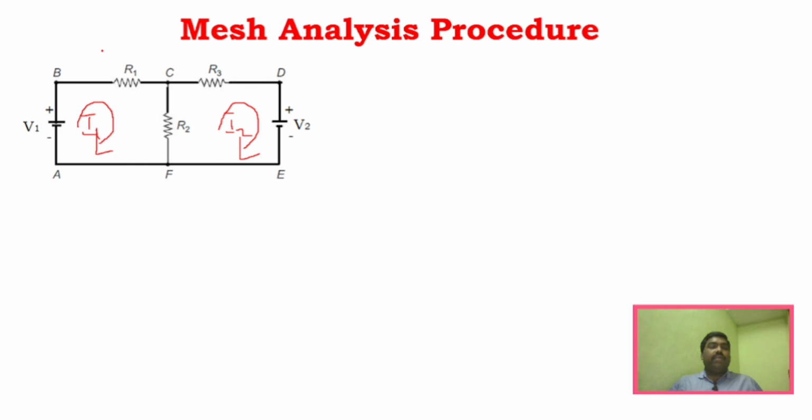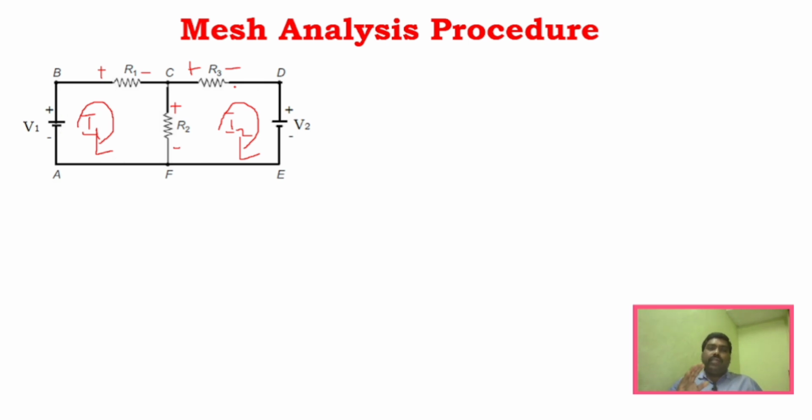Now I'm going to give plus and minus. Whenever you approach any particular resistor, give a plus sign, and if you're leaving that resistor, give a minus sign. So here it is plus and minus, and this is plus and minus, and here it is plus and minus, right? Now I'm going to write the equation.